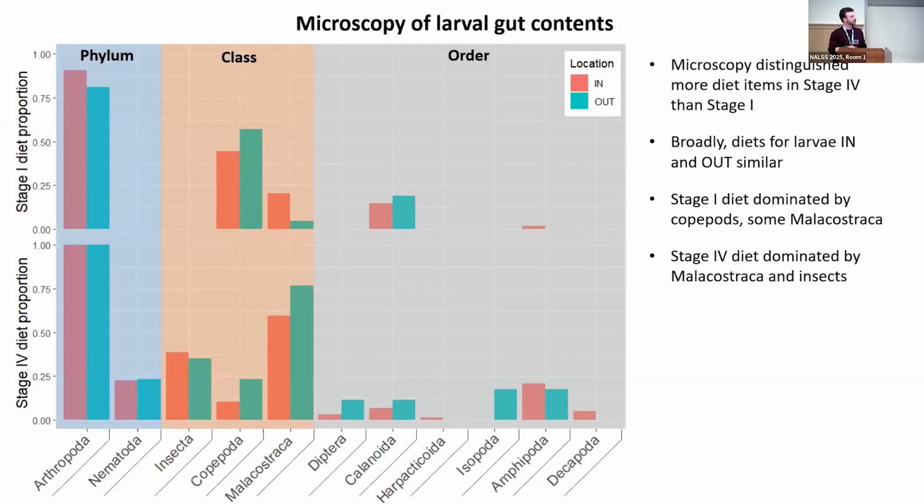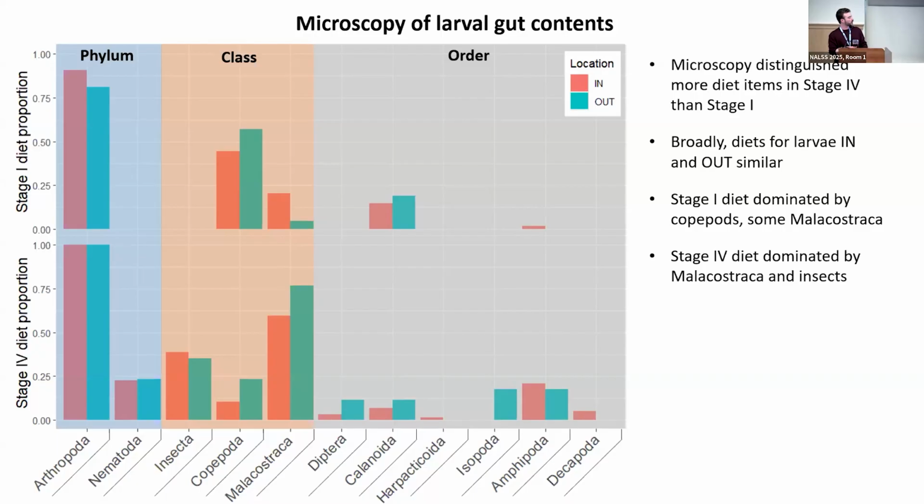There may be some small differences, like over here, this is Malacostraca for stage 1s, maybe more inside. But with the sample size we have, I wouldn't really call that a significant difference. So I see this as being roughly the same diet inside and outside. We do see the dominant prey types. Copepods are most dominant for stage 1s with a little bit of malacostracan, which is things like decapods, amphipods, isopods. Those larger malacostracans are much more important for the stage 4s.